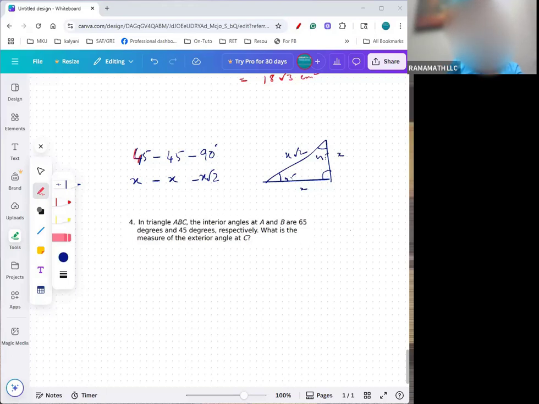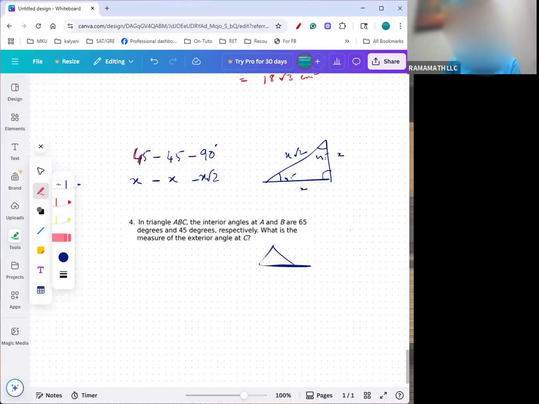Got the answers? Can anyone help me with this? Colonel, you got the answer? Tell me, what is it? I said 115. How did you get it? Because if it's an exterior angle, that means it will be supplementary. So all I did was take 180 and subtract 65 from it. That's it.